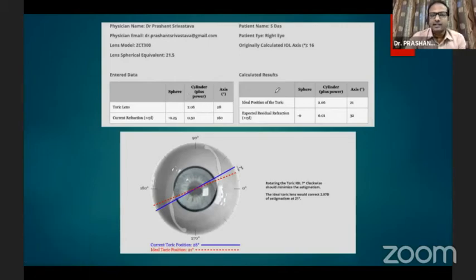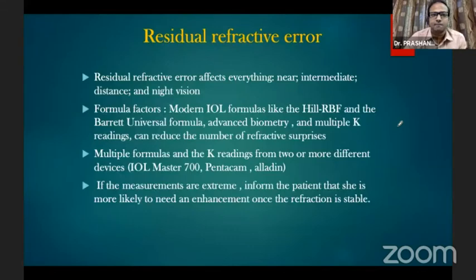So you can put that in, and then this calculator will give you the ideal axis of placement, and here it came out to be 21 degrees. So the rotation should be done to 21 degrees. Initially the calculator suggested placement of the IOL at 16 degrees. We put it at 28 degrees, and when we tried to fix it with the calculator, it suggested 21 degrees, and that will give a minimal refractive error in this case.